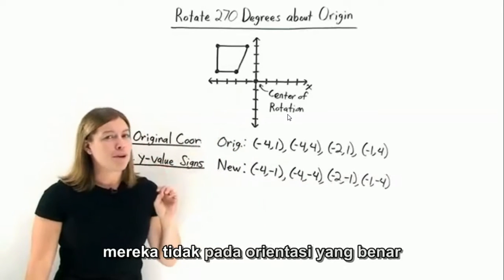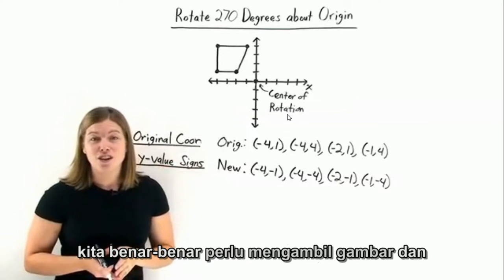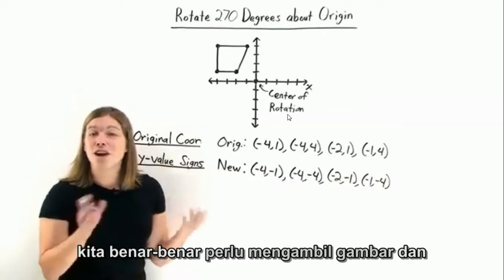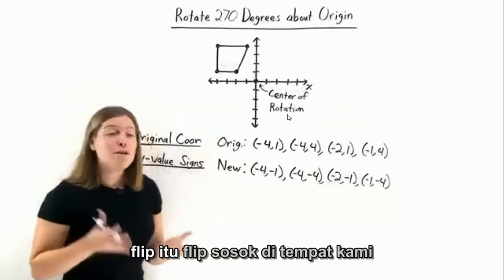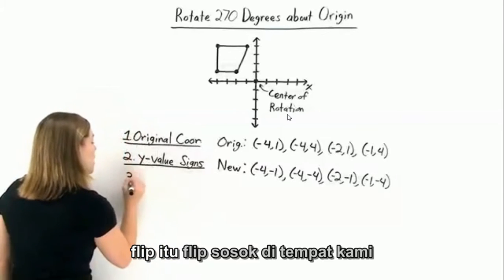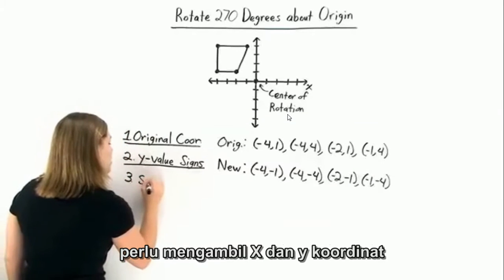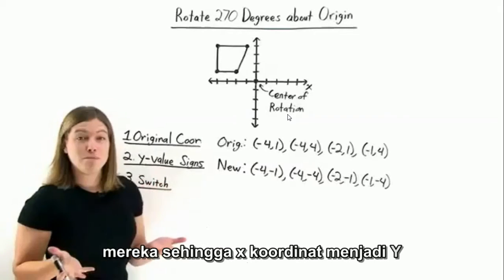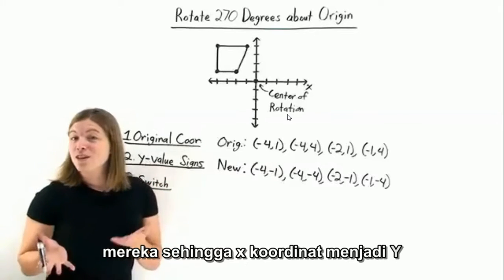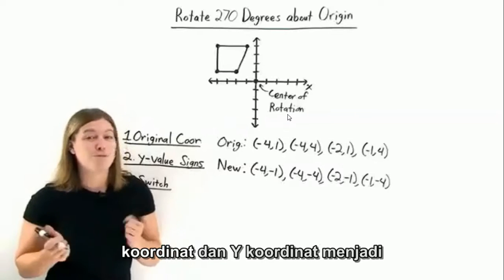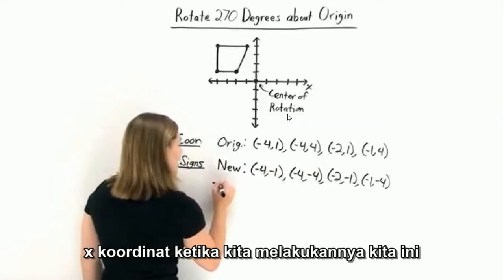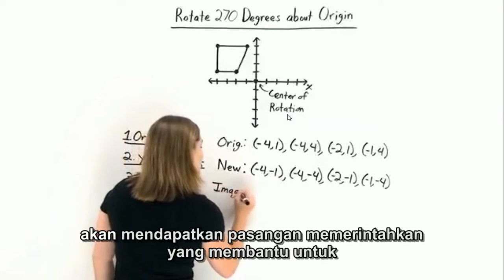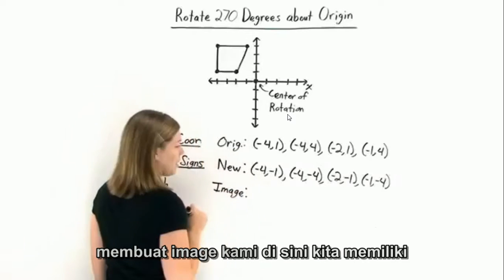But remember, they're not in the correct orientation. We actually need to take the figure and flip it. To flip a figure in place, we need to take the x and the y coordinate of each ordered pair and simply switch them. So, the x coordinates become the y coordinates and the y coordinates become the x coordinates. When we do this, we will get the ordered pairs that help to make up our image.